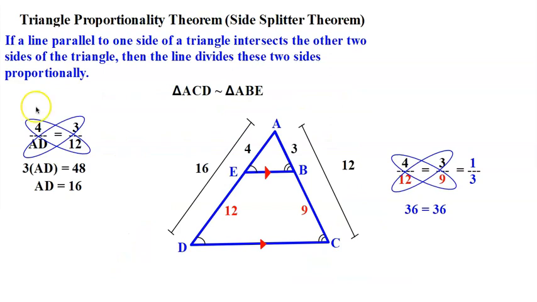So that's nice. And remember, if you have a parallel line that goes through two sides of a triangle, it's going to divide that out into similar triangles, and the sides are going to be divided up proportionally.